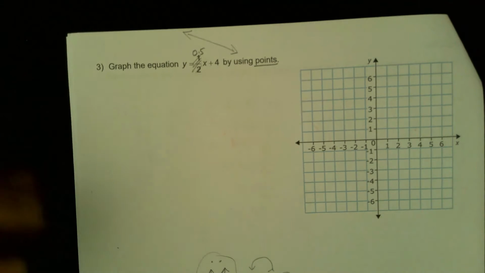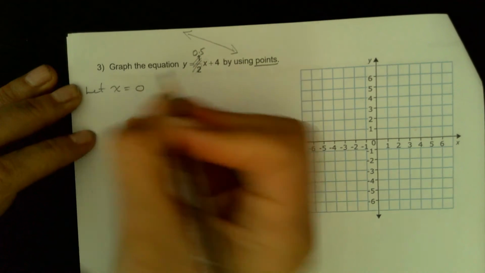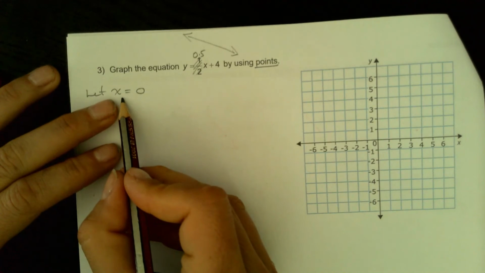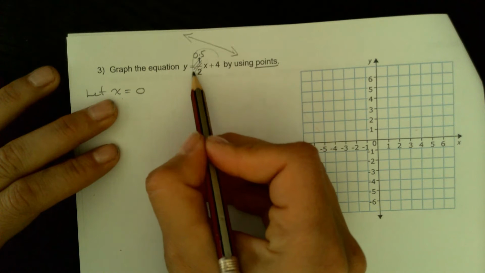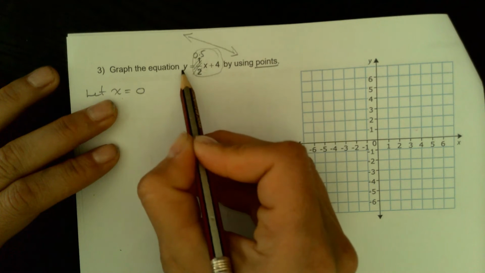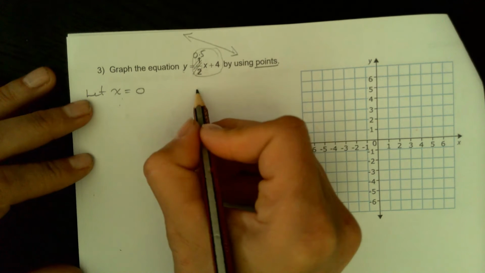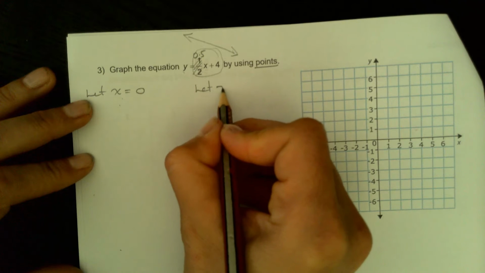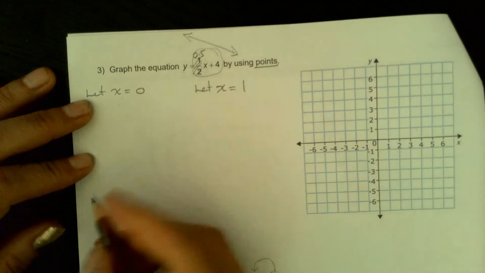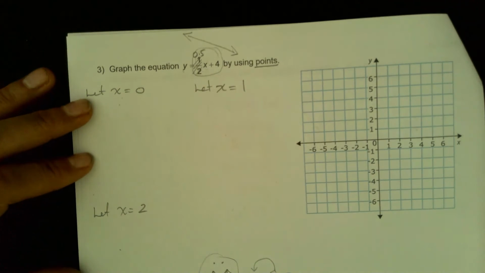What easy points do we know? So our first one, let x equal 0. Okay, why did I use x instead of y? Because here, everything is hanging out with the x, which makes it easier to solve for y. Okay, so I'm doing x equals 0, and what's the next easy value? 1. And let x equal, let's say, 2, because those are easy numbers.